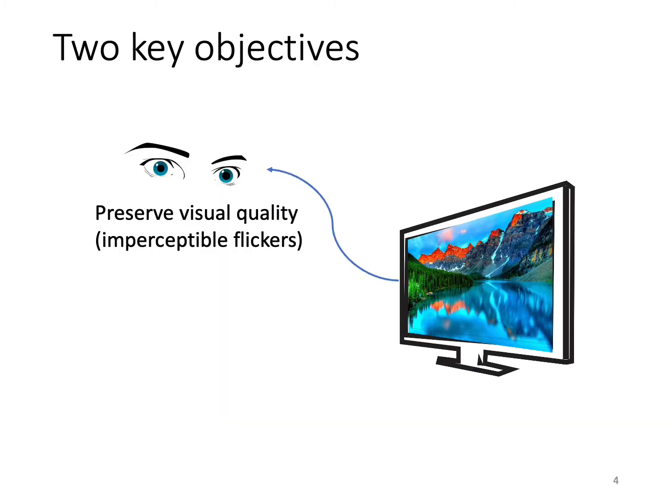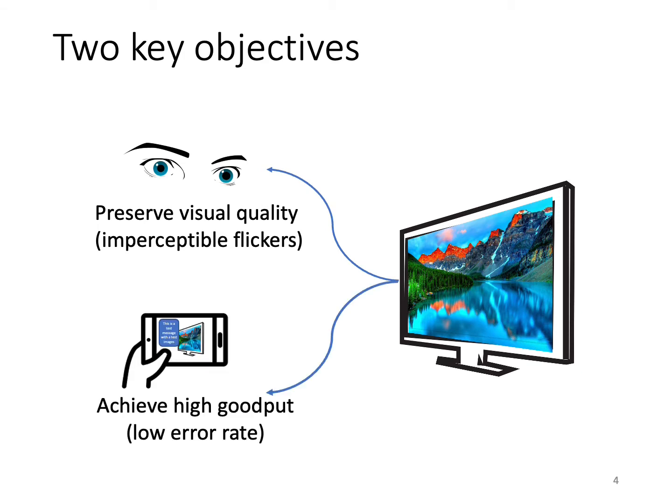The first key objective of screen camera communication is to preserve the visual quality, because we don't want the user to feel uncomfortable when watching the video. And the second objective is to achieve high throughput, because we need to transmit data to the device.